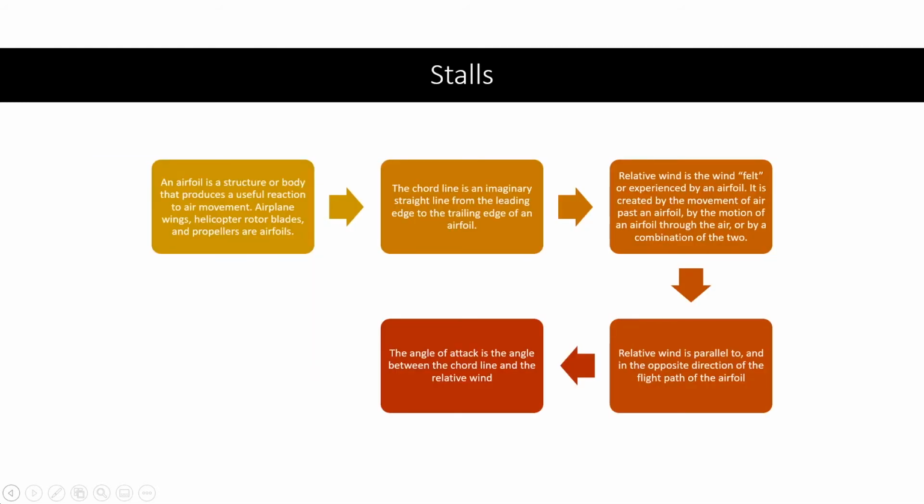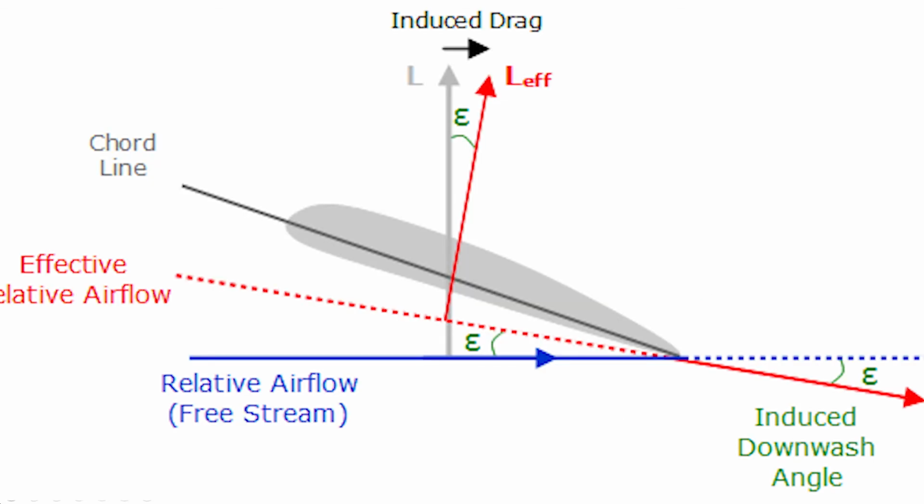An airfoil is a structure or body that produces a useful direction of air movement. Airplane wings, helicopter rotor blades, multi-rotor blades, these all are a type of airfoil. The chord line is an imaginary straight line from the leading edge to the trailing edge of an airfoil. In aerodynamics, relative wind is the wind felt or experienced by an airfoil. It is created by the movement of air past an airfoil by the motion of an airfoil through the air. The angle of attack is the angle between the chord line of the airfoil and the relative wind.